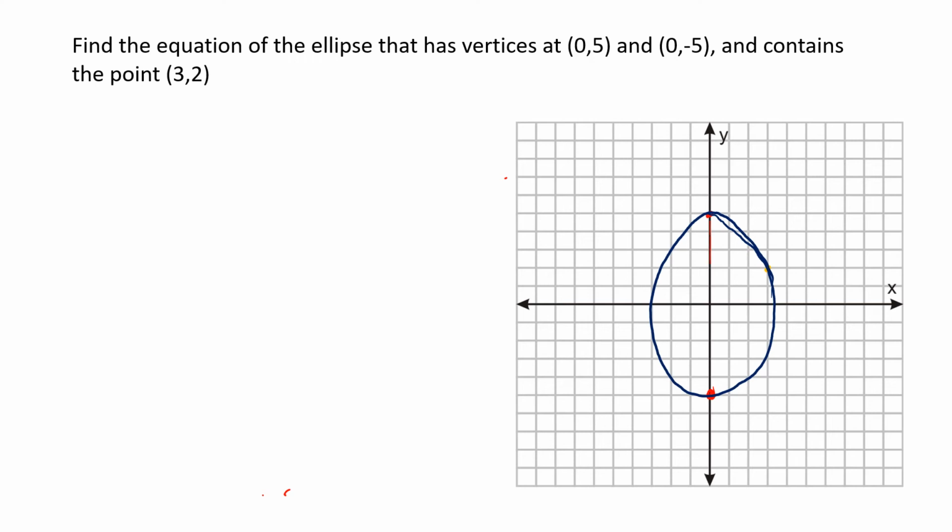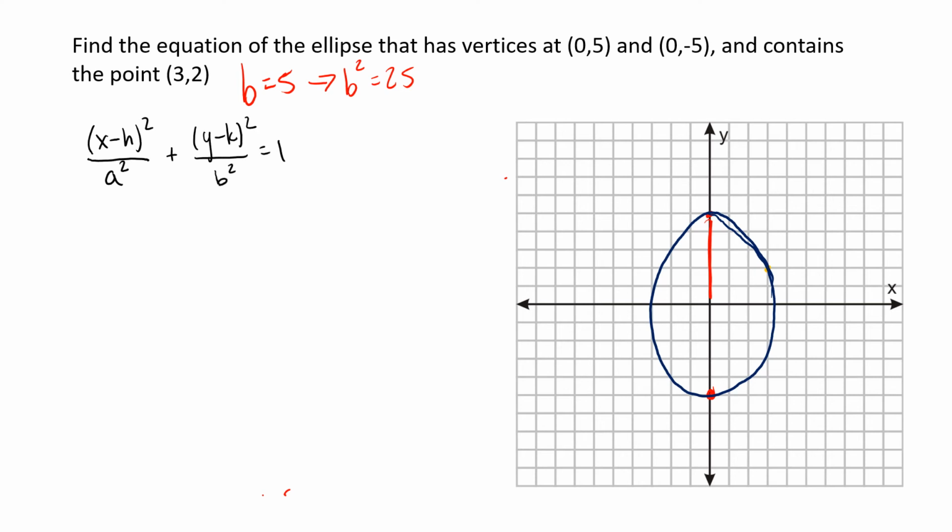First of all, we know that this distance right here, b, is 5. So b is 5, which means b squared is going to be 25. So our y term of our ellipse is going to have 25 underneath it. Now, the standard form of the ellipse, the hk form or the conic form, is x minus h quantity squared divided by a squared, plus y minus k quantity squared divided by b squared, equals 1.